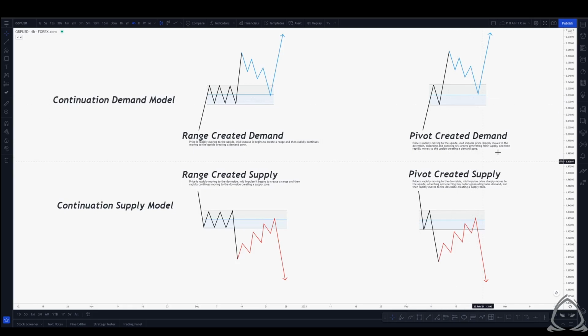Now, if we look at the pivot created supply, again, we have a sharp move to the upside, followed by an expansion to the downside. We're not looking to trade the break of that pivot, but instead waiting for price to return back to that supply zone to look for entry. The reason these are continuation models is price was already moving to the upside before the pivot was created that created that demand zone, or price was already moving to the downside before it created that pivot that created the supply zone. We are basically just looking for price to be continuing in that direction, look for our footprint, and then wait for price to return to those zones.